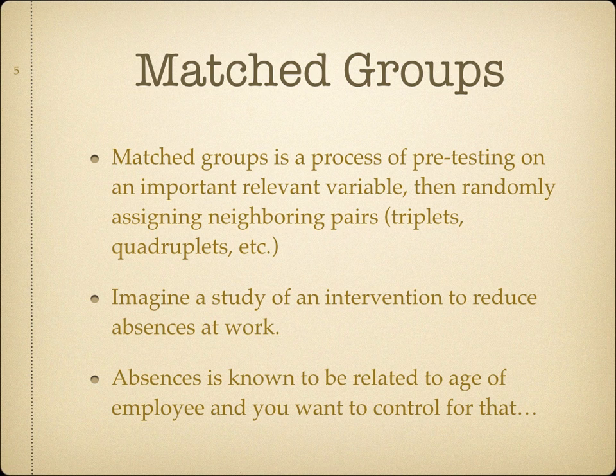Now imagine that we're doing a study on an intervention to reduce absences at work. Absence is noted to be related to age of an employee, and you want to control for that. That is to say, older employees tend to be absent less. Younger employees, particularly younger employees that have kids, are more likely to be absent more often. And so what you want to try to do is match persons on age to try to have that not be somehow accidentally systematically varying between the two conditions of the study. This is a particularly acute problem if you don't have a large sample size. And so using matched groups can be very, very helpful in that kind of situation.